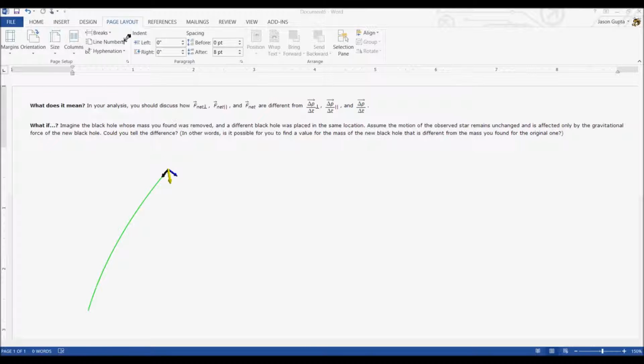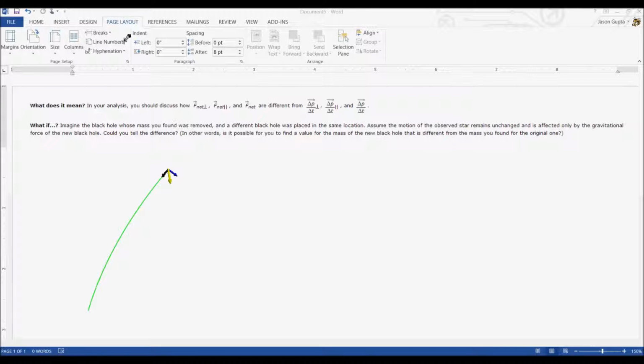What if? Imagine our black hole was replaced with a different black hole. In fact, the position points would have to change since they're going to be affected by a different force from the black hole. If the black hole was more massive, it would exert a greater force and cause a tighter or closer orbit. A wider orbit would result from a less massive black hole. So in short, no, we would not be able to find the mass value for the new black hole.